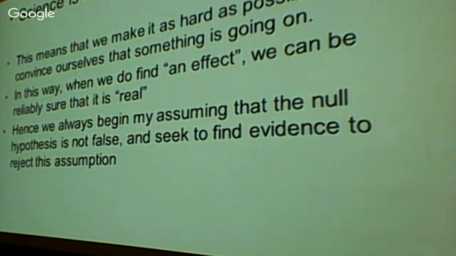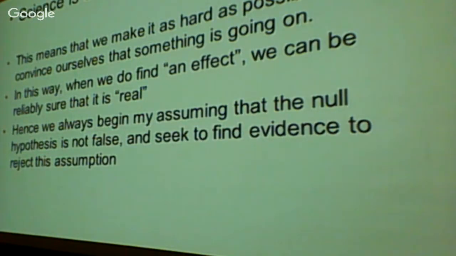Okay, so we always assume that the null hypothesis is not false and seek to find evidence to reject this assumption. We almost never know that the null is true. I'll say that again. If the null is true, that means the guy is innocent. We never know for sure. So it is physically impossible to prove innocence. The best we can do is prove not guilty. So we never accept the null, we just fail to reject the null. The same way we never prove innocence, we just fail to prove guilt.